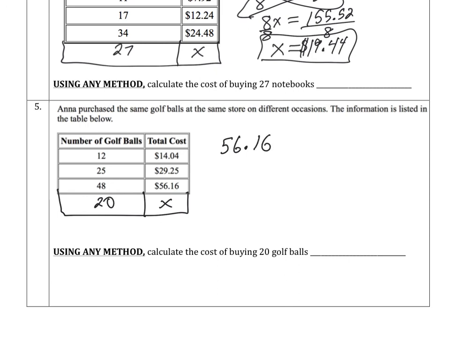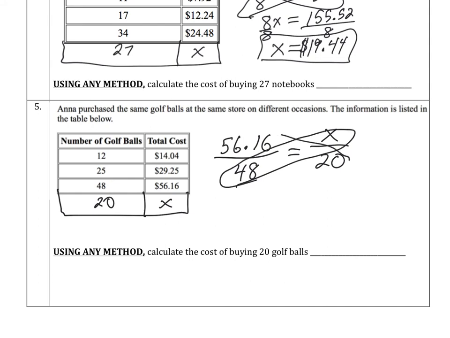I'm going to take 56.16 and the number of golf balls that go with that, which is 48. Now you'll notice I'm always putting my y value over my x value, my cost over my number of golf balls. So there's my cost, and number of golf balls is 20. Again, cross multiply. I get 48x is equal to 56.16 times 20, which is equal to 1123.2. Okay, big number.